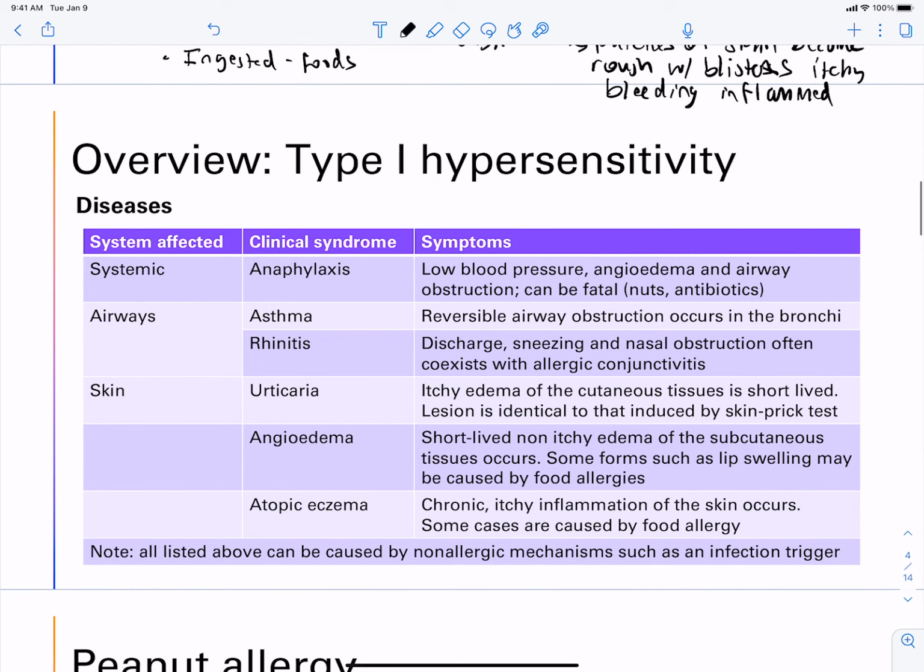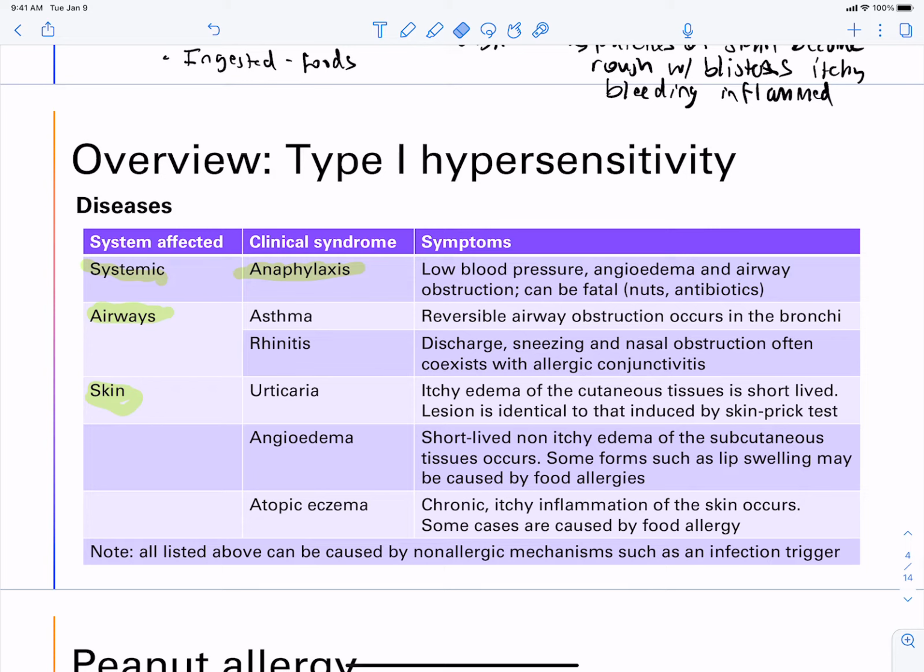Okay, so the diseases can be systemic. It can be related to the respiratory tract and your airways. It can be in the skin. And if it's systemic, you can have anaphylaxis, which is going to lead to low blood pressure, angioedema, and airway obstruction, which can be fatal. Typically, this is going to be caused by our food allergens, such as our shellfish and our peanuts, tree nuts. It can also be triggered by antibiotics reactions to our penicillins and classes of different antibiotics.